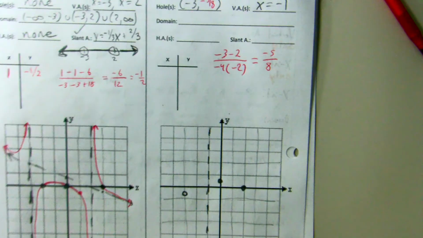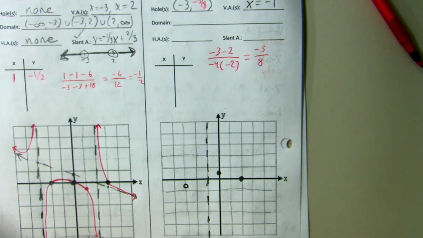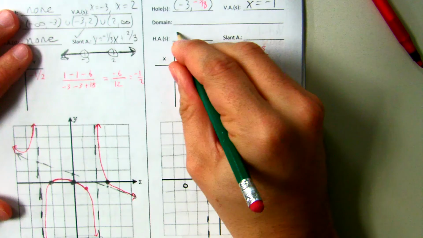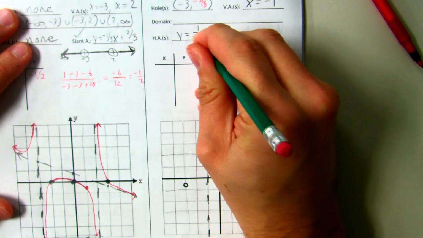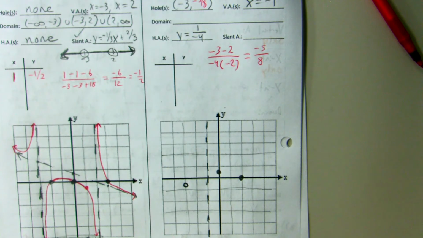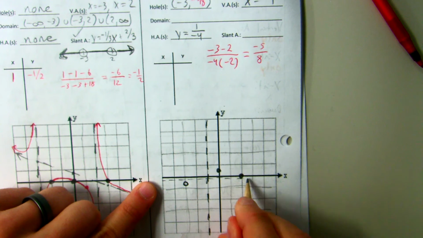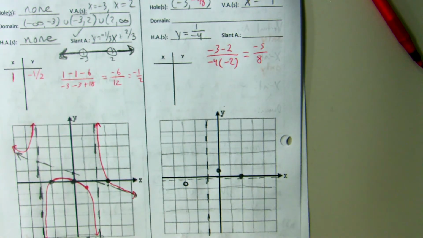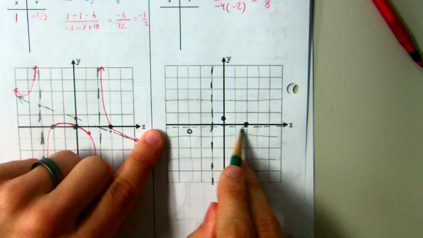Okay, for a final asymptote, you had to compare the degree of the numerator to the degree of the denominator, and because they are equal, you should have done y equals the leading coefficient of the numerator over the leading coefficient of the denominator. Y equals negative 1/4. It's an asymptote, so graph it as a dashed line. Y equals negative 1/4.